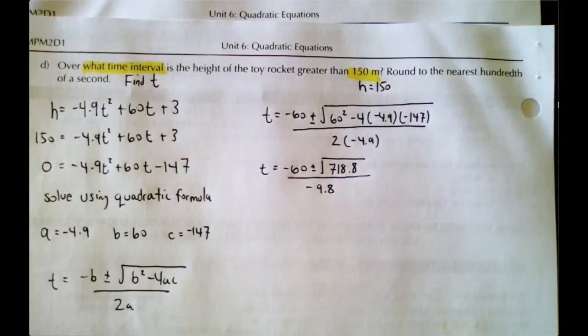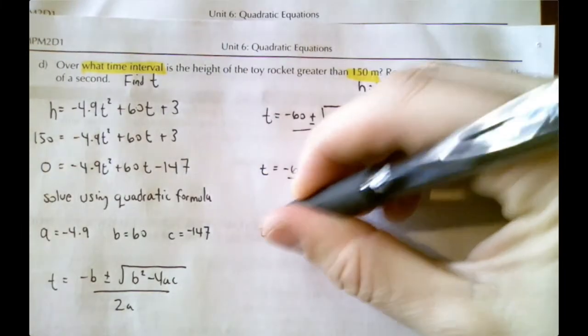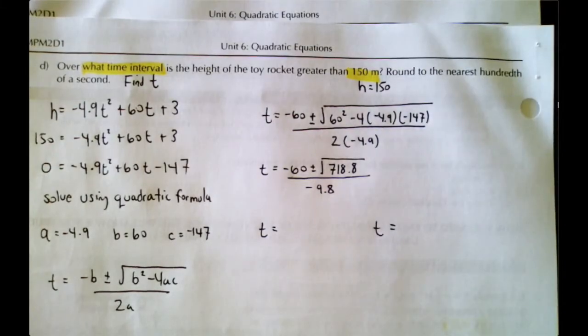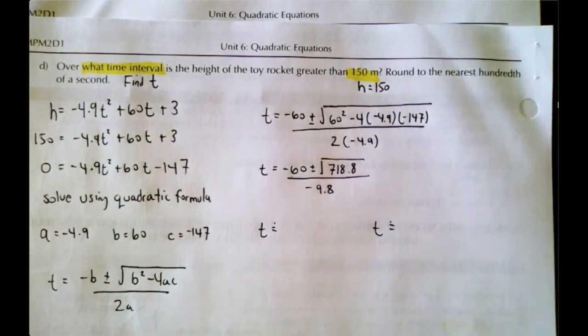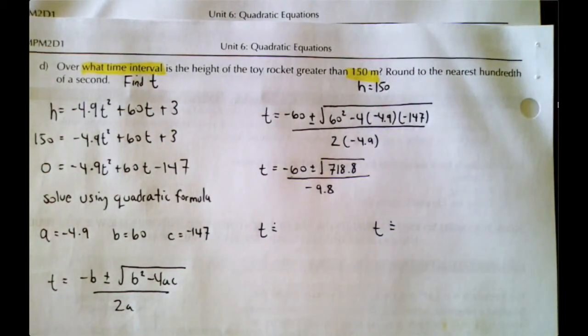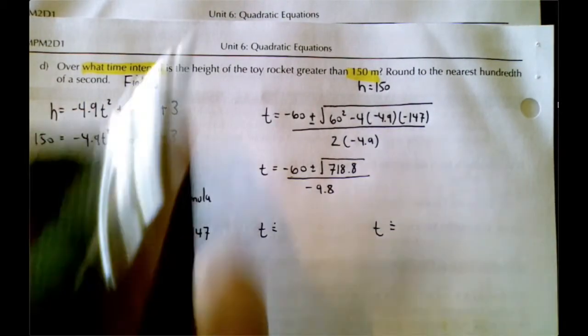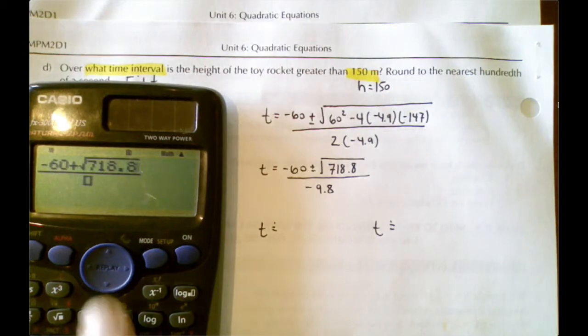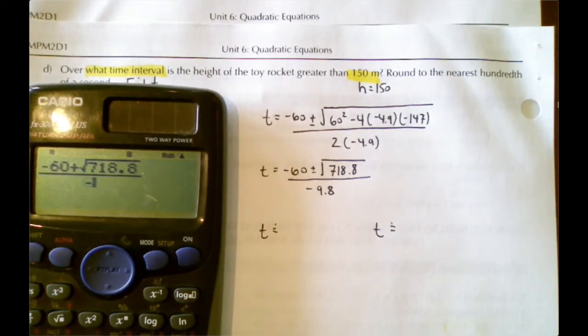So now we can try to get our two answers. We're going to get a first time and a second time. And since we have decimals, we're probably going to get approximate answers. We want to round to the nearest hundredth of a second, so 2 decimal places. So let's give it a shot. We're going to type it in first with the plus sign. So we've got negative 60 plus the square root of 718.8 over negative 9.8.